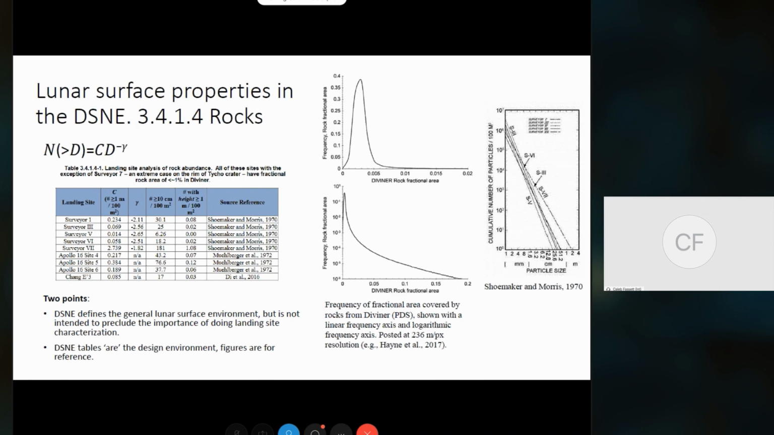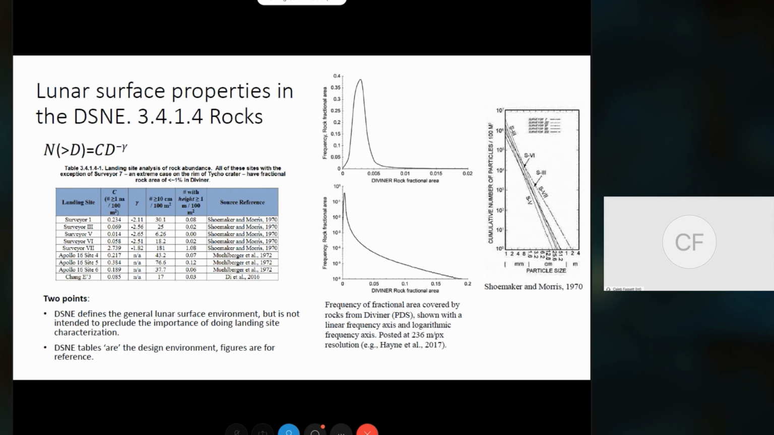We put in the Diviner data from Paul Hayne's paper that shows the vast majority of the lunar surface has less than 0.5% fractional area covered by rocks, and also some of the more classic data from Surveyor and other missions that you can turn into a power law and make a prediction for how many particles at various sizes are available. And the key thing, a key mention here, is that the DSNE tables in this document are the design environment. It's not the figures.